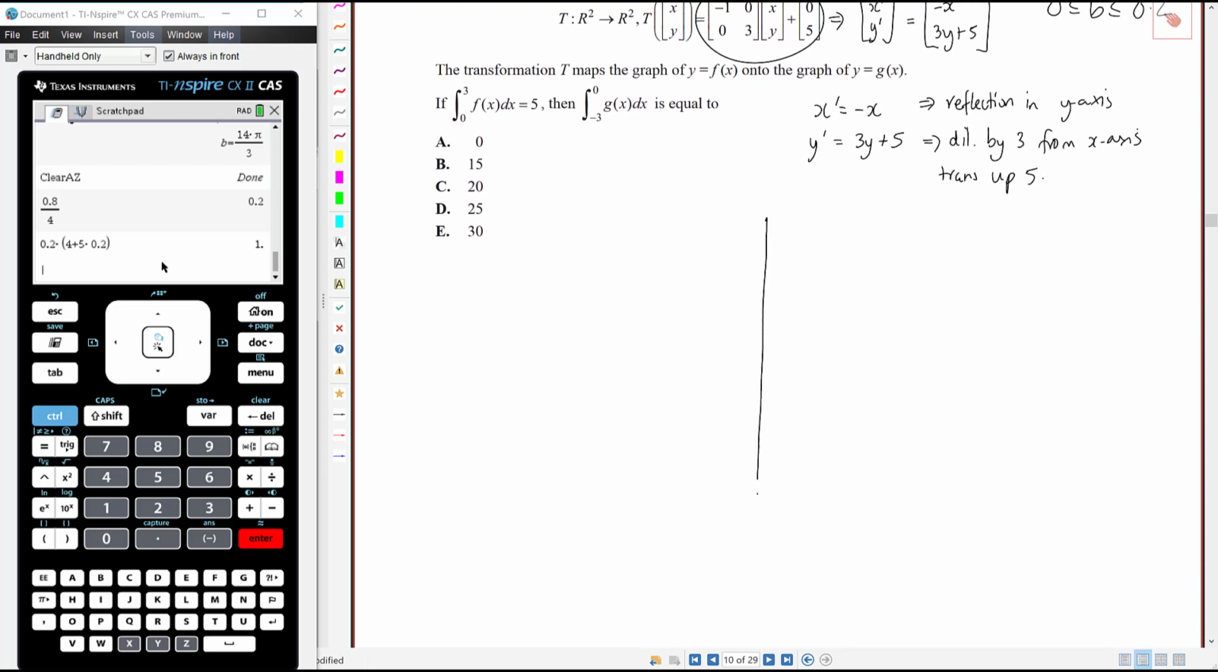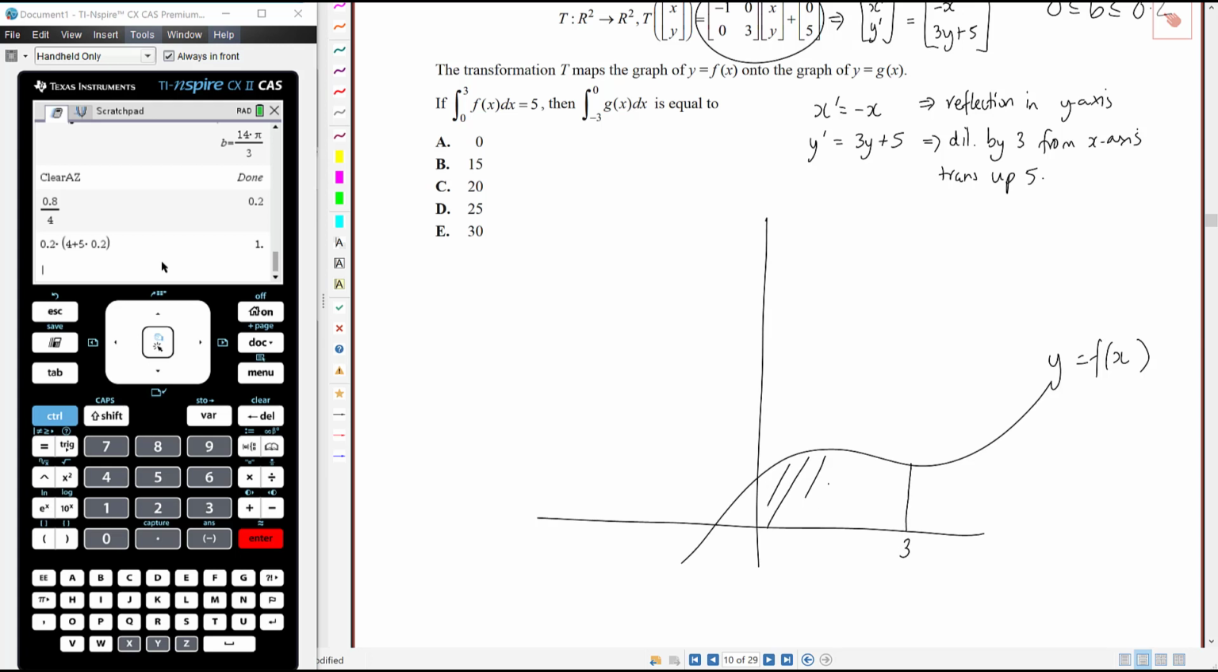So we don't know what the equation of f of x is. I'm just going to draw some kind of function. Okay, let's say that's y equals f of x. So if that's y equals f of x, what we know is that when we integrate that from 0 to 3, it's 5. So that area there is 5. Okay, so that's what we know.